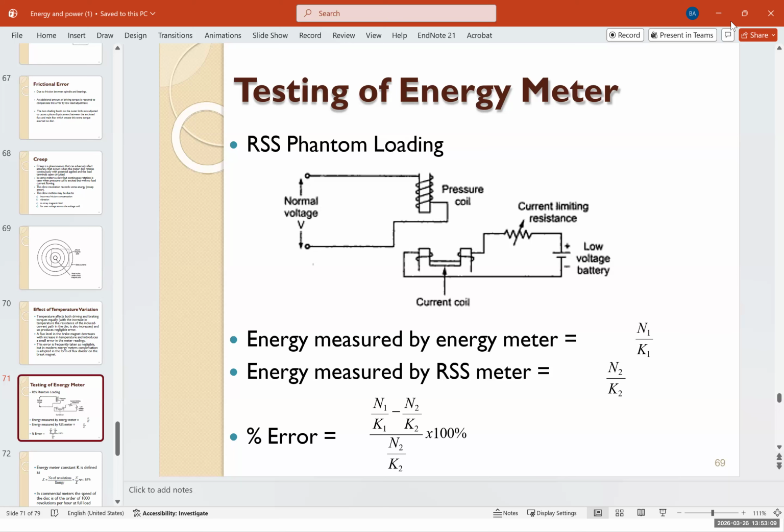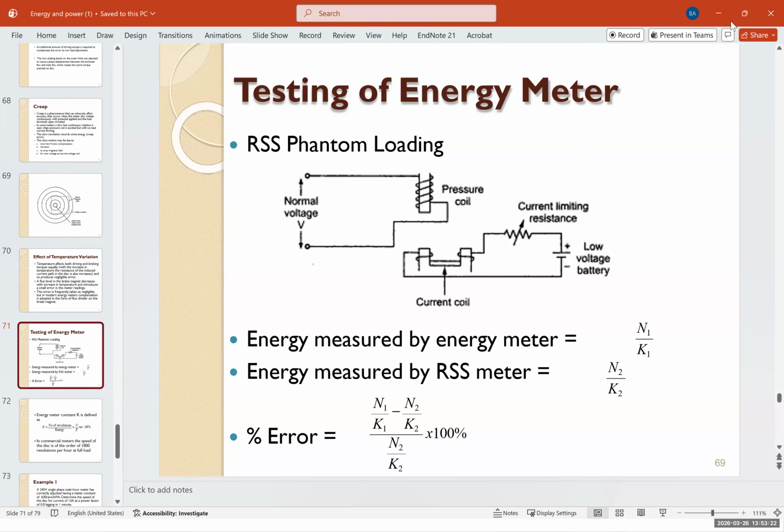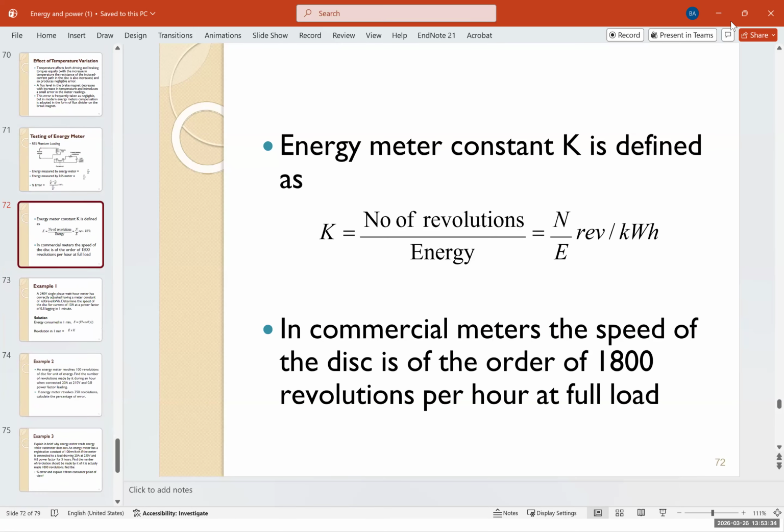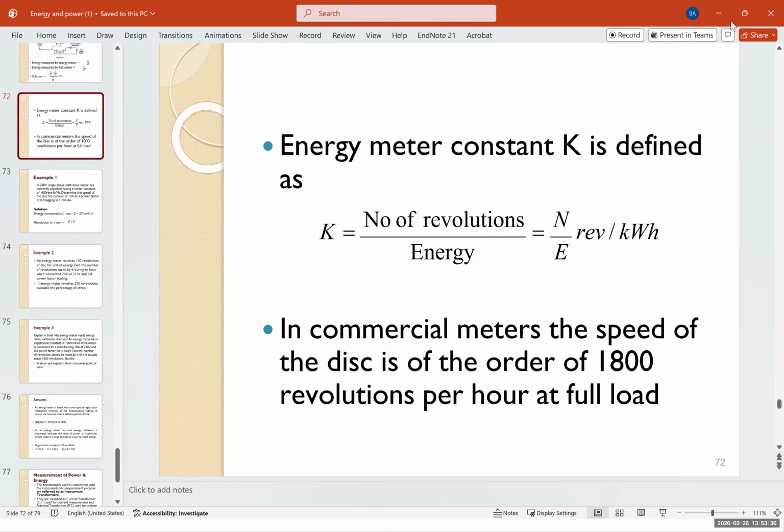Now, energy measured by the energy meter is going to be N1 over K1. Energy measured by the RSS meter is going to be N2 over K2. The percentage of error is going to be (N1/K1 minus N2/K2) over (N2/K2) times 100%. The energy meter constant K is defined as the number of revolutions over the energy, which is N over E, revolutions per kilowatt hour. In commercial meters, the speed of the disk is of the order of 1,800 revolutions per hour at full load.